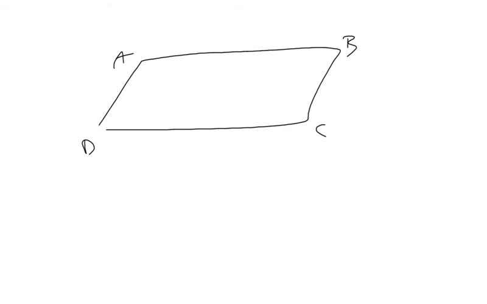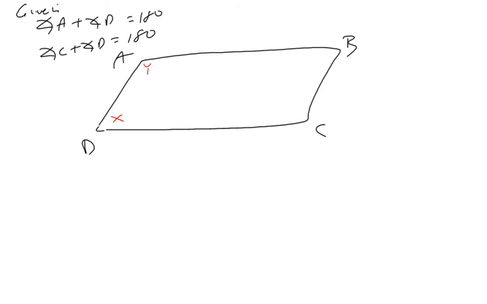And suppose I'm given that angle A plus angle D is equal to 180. Suppose that is given to us. And we'll do a formal two-column proof in a moment. And suppose I also know that angle C plus angle D is equal to 180. Well, how do I know, therefore, that this quadrilateral is a parallelogram? So I'm going to call this angle X. I'm going to call this Y.